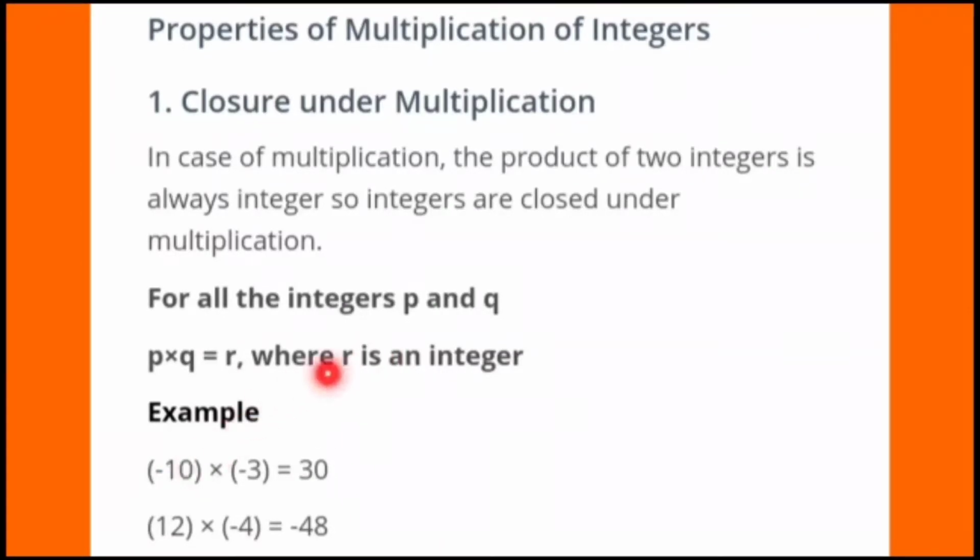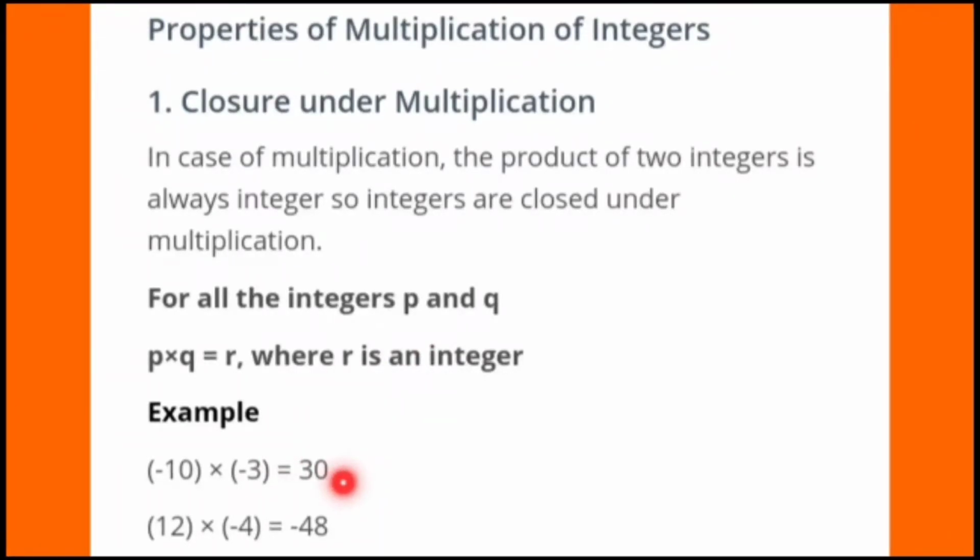So -10 is an integer. -3 is also an integer. So -10 into -3 equals 30. Minus into minus is plus, so plus 30. Is 30 an integer? Yes, all the positive numbers are integers. So when you multiply two integers, the result obtained is also an integer.